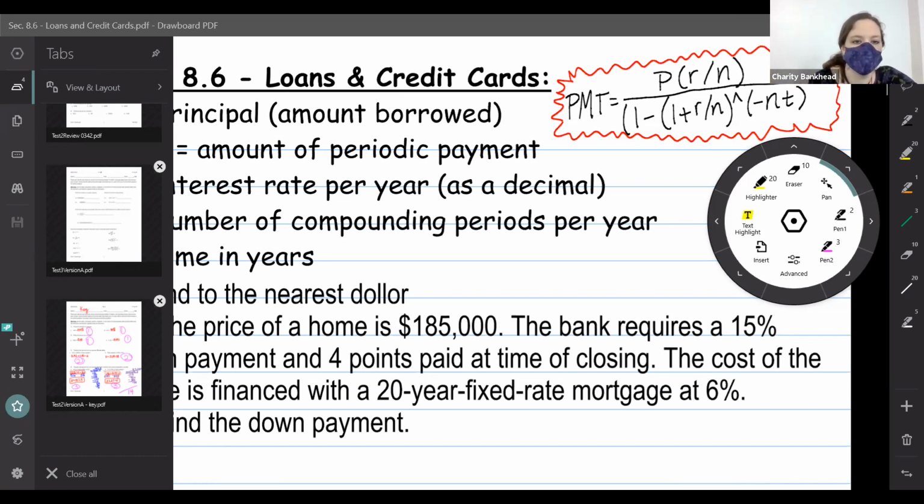All right. So if it's a loan that you're going to be making payments on, that's amortization. And so that's the formula that we're using today.